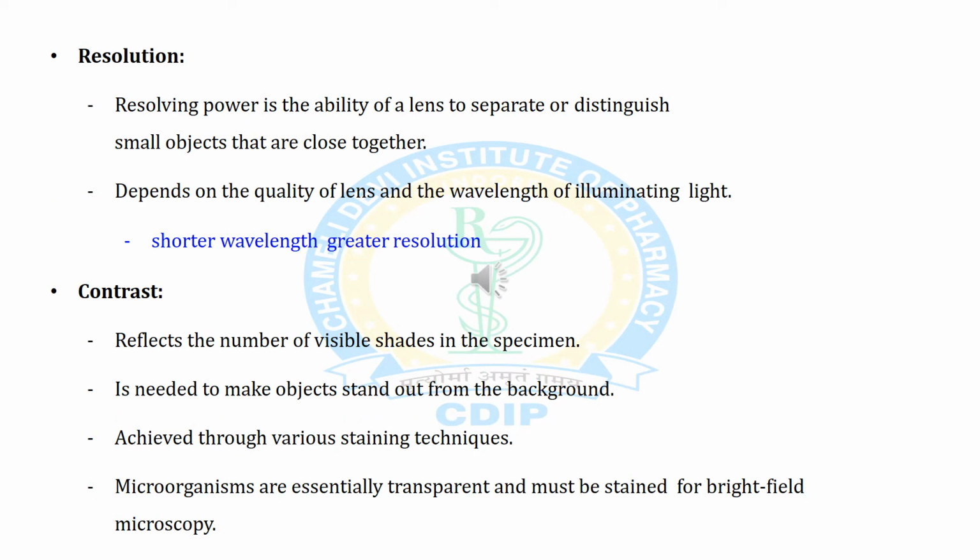If we discuss resolution, the resolving power is the ability of a lens to separate or distinguish small objects that are close together. It depends on the quality of the lens and the wavelength of the illuminating light. The shorter the wavelength, the greater the resolution. Next is contrast. It reflects the number of visible shades in the specimen and is needed to make the object stand out from the background, achieved through various staining techniques. Microorganisms are essentially transparent and must be stained for bright field microscopy.